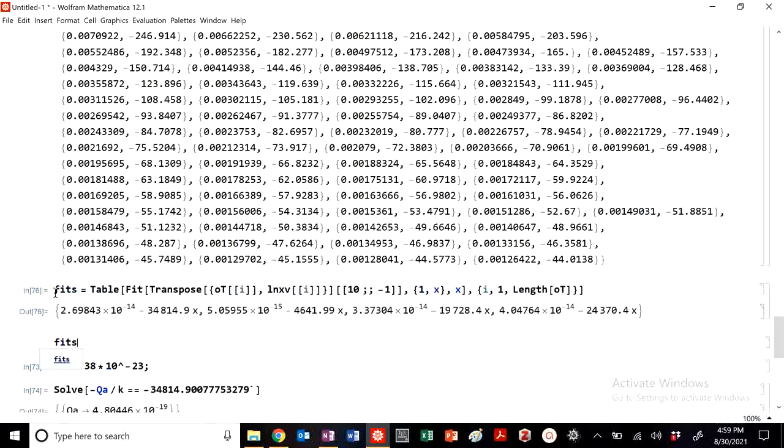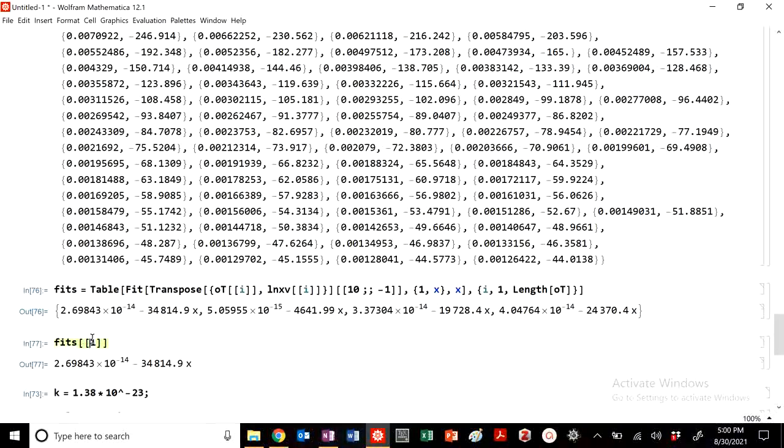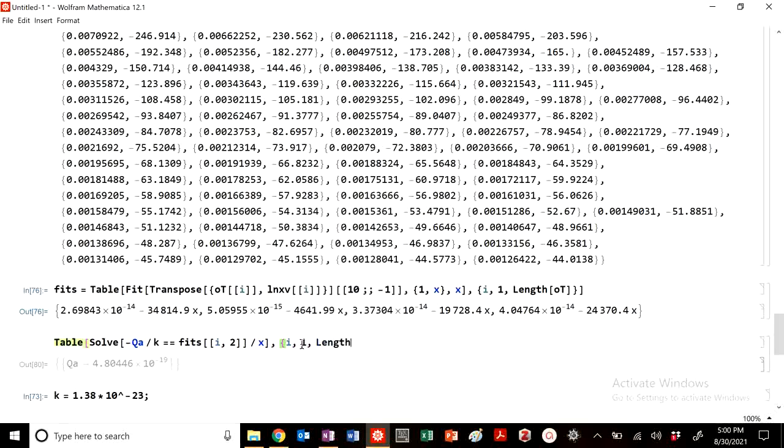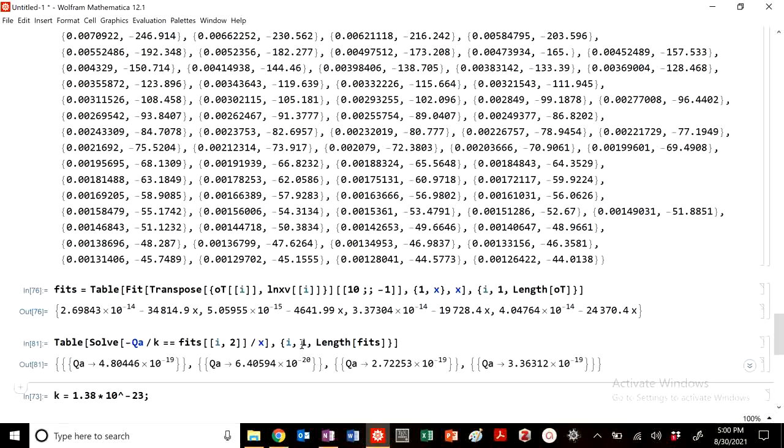I could do probably fits 1. How about fits 1, 2, divide this by x, and then I could solve minus QA divided by K equals this. And I could do that as a table. I could do this. So fancy. Isn't Mathematica so nice? Elegant solutions. Voila! That's it. That's our problem set in a nutshell.